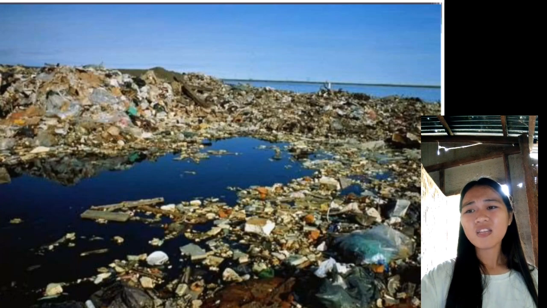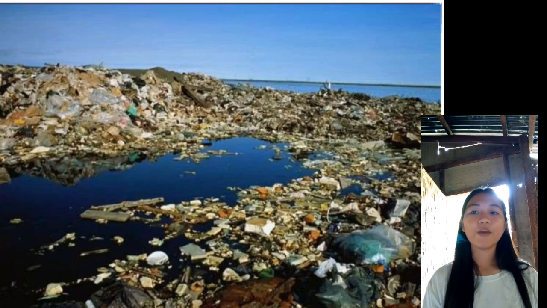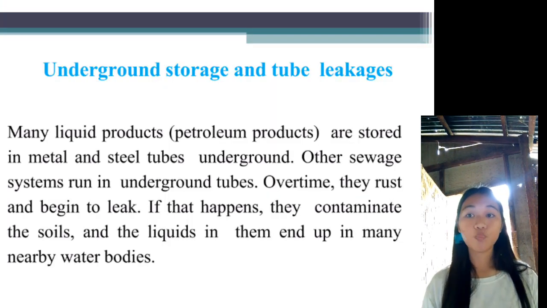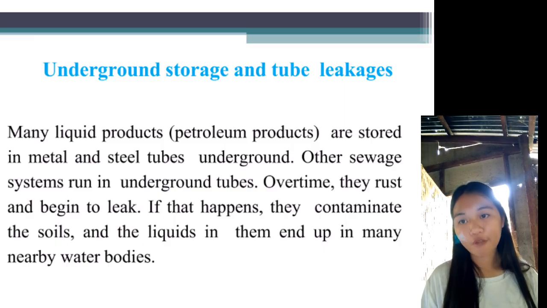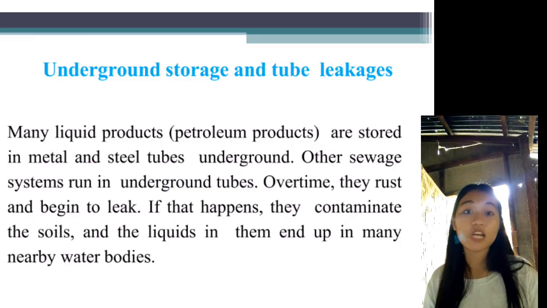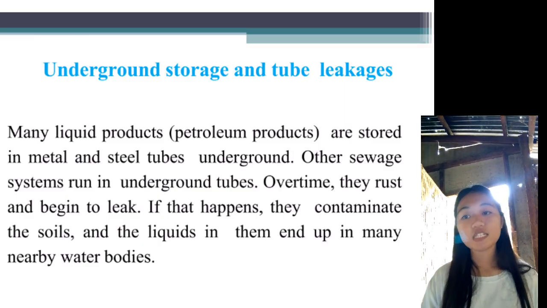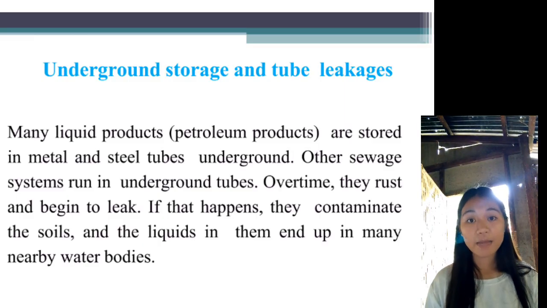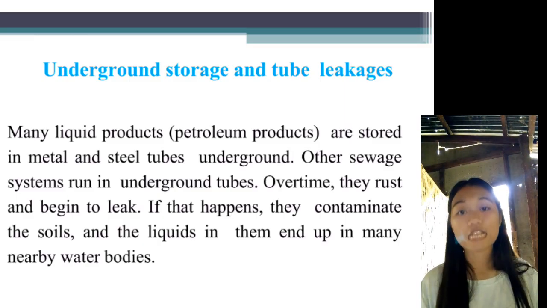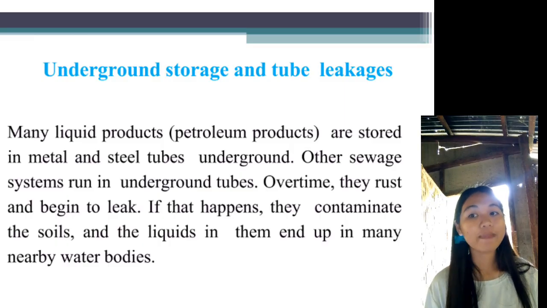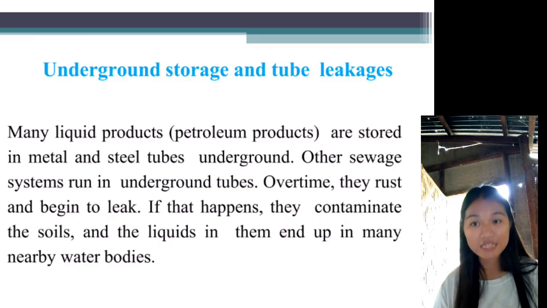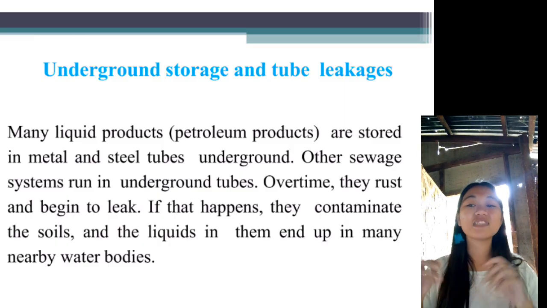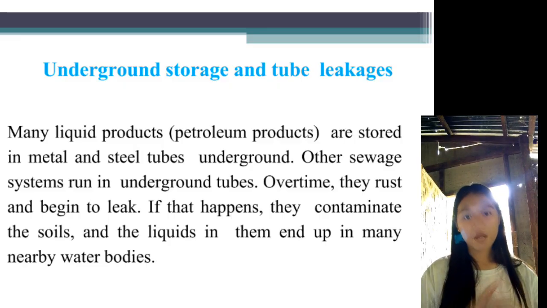So the last one is underground storage and tube leakages. Many liquid products, like petroleum products, are stored in metal and steel tubes underground. Other sewage systems run in underground tubes. Over time, they rust and begin to leak. If that happens, they contaminate the soils, and the liquids end up in many nearby water bodies.